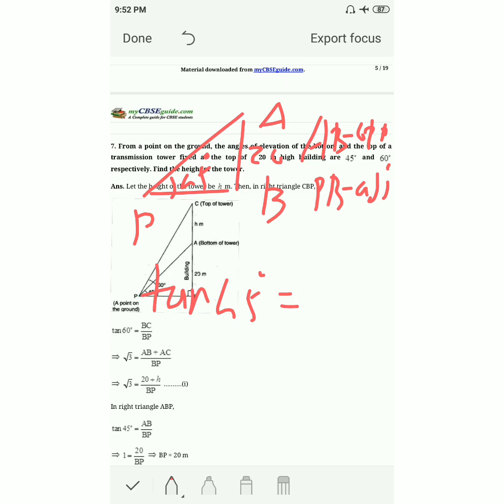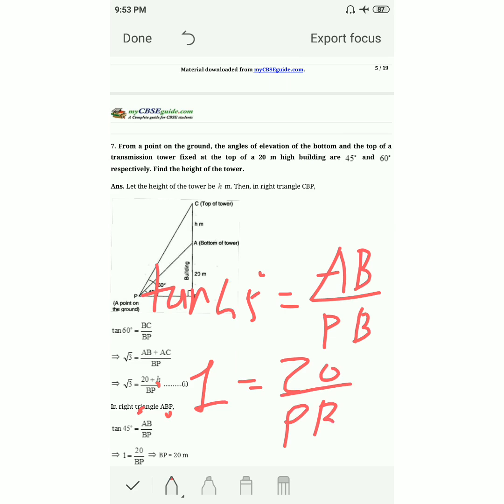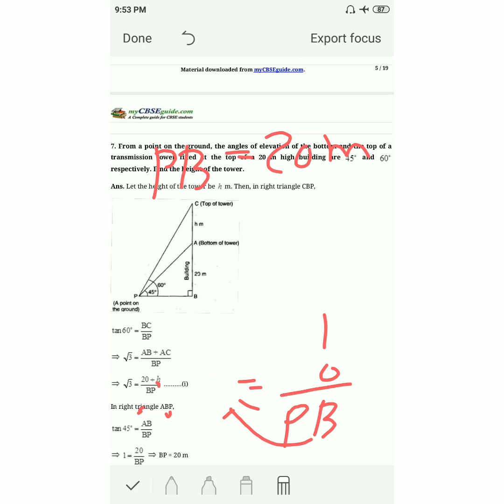So tan 45, opposite side AB upon adjacent side, it's a PB. For P, two adjacent side PB and AP, but AB we take as a hypotenuse, that's why we written here PB. Okay, so put the value of AB and tan 45. Value of tan 45, it is 1. AB is 20 meter. We need to find PB. So transfer this PB to the left hand side. So PB into 1, it is PB, and in right hand side is equals to 20. So PB is equals to 20 meter, right? PB is equals to 20 meter.